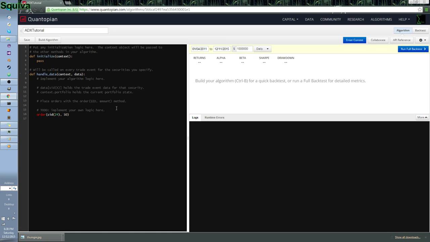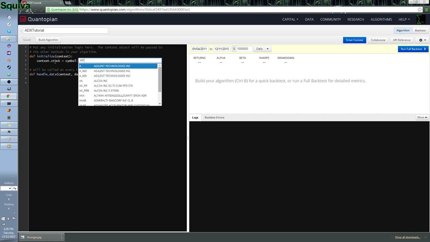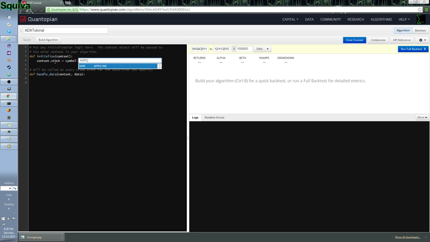Okay, so let's start coding. Let's get rid of this documentation here. Actually, no, we don't need that. Let's get rid of this. Alright, so the first thing we need to do is context.stock. It's going to be equal to a symbol, and let's use Apple Inc. Now, what we're going to do is get the high prices from a range of time, which is going to be 1 day. So we're going to get the history.